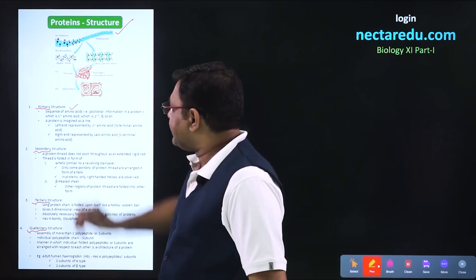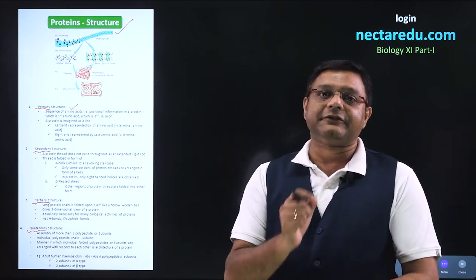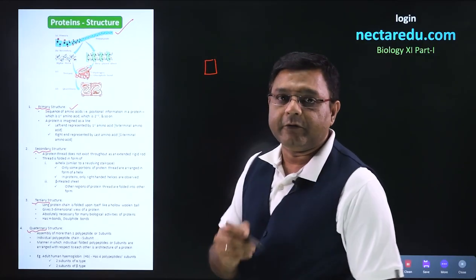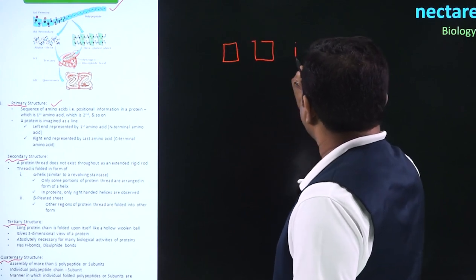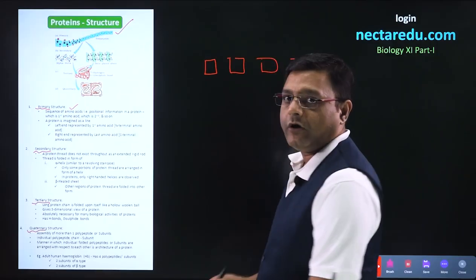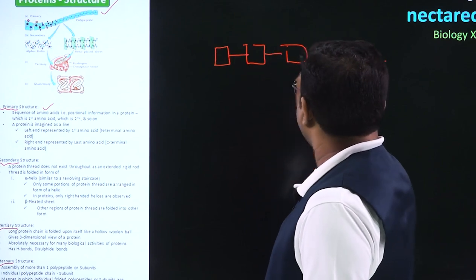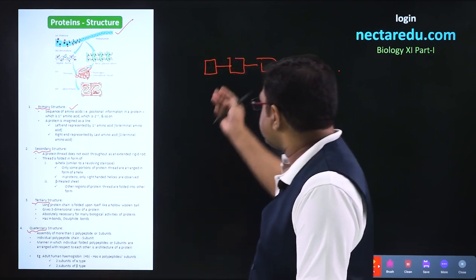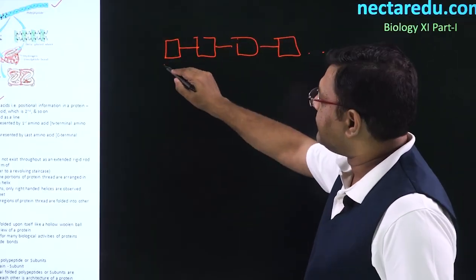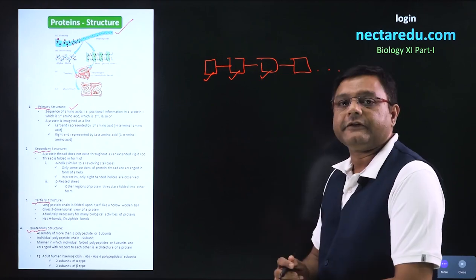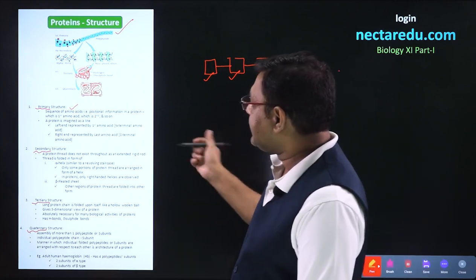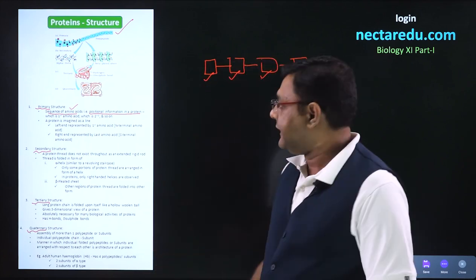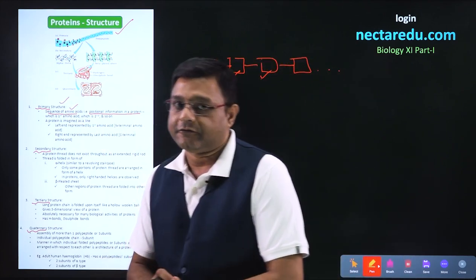When we talk about primary structure, then primary structure is just the sequence of amino acids. So in this, say for example, this is the first amino acid, this is second, this is third, this is fourth, and so on. These amino acids will be joined by peptide bond and a chain like structure will be formed. So the sequence of amino acids, that is which is the first amino acid, which is the second, which is the third, and so on, this positional information of amino acids in protein is called the primary structure.